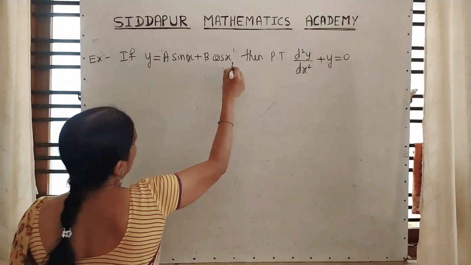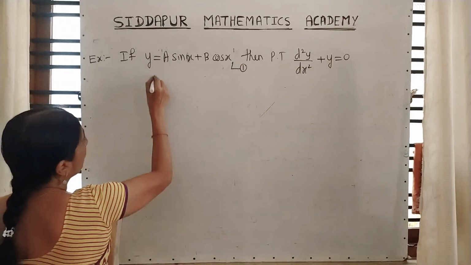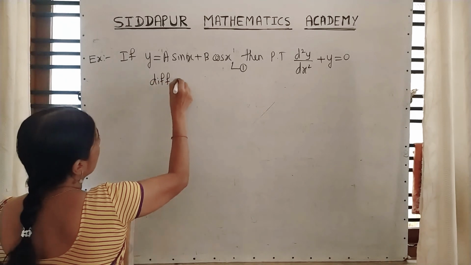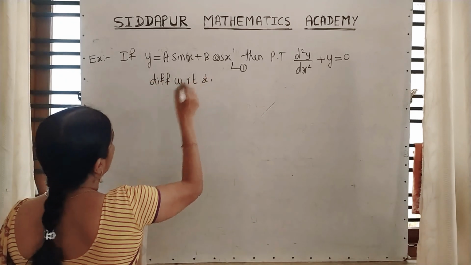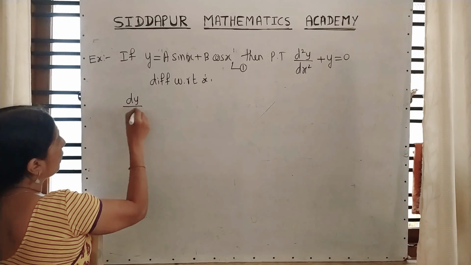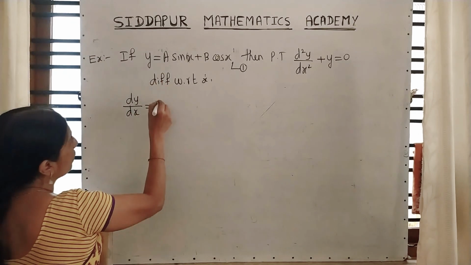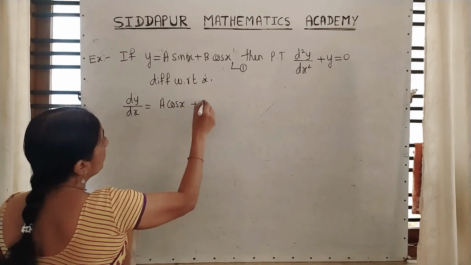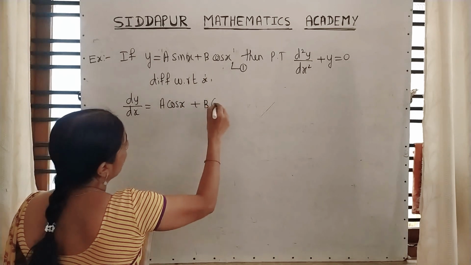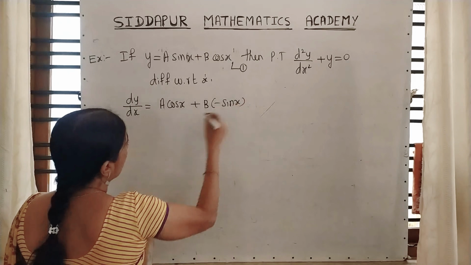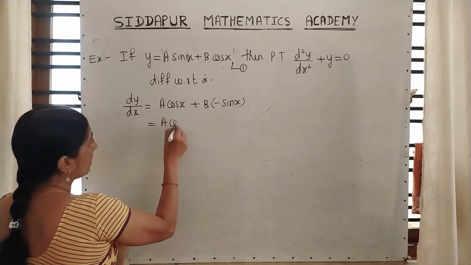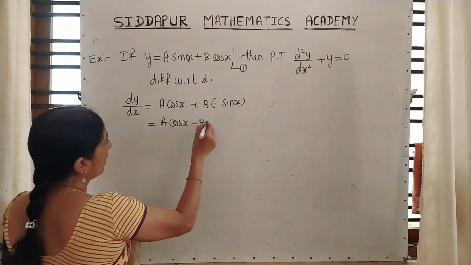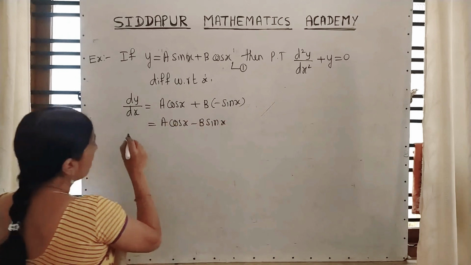See, let us call this as equation 1. Differentiating with respect to x. This is dy upon dx is equal to a constant, differentiation of sin x is cos x, b constant, differentiation of cos x is minus sin x. That is a cos x minus b sin x.